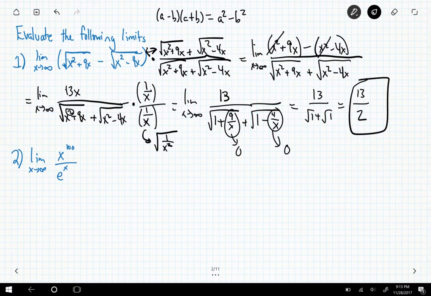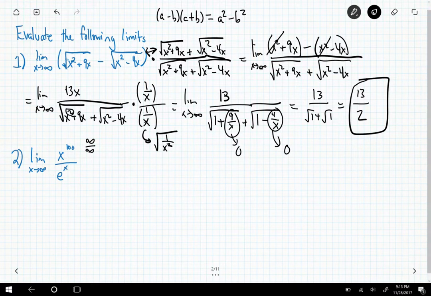Okay, on to our next one. Limit as x approaches infinity of x to the 100th power over e to the x. So this one's kind of scary. When you plug them in, you get infinity over infinity. And what this is trying to do is see which one goes to infinity faster. That's essentially what these limits are telling us.